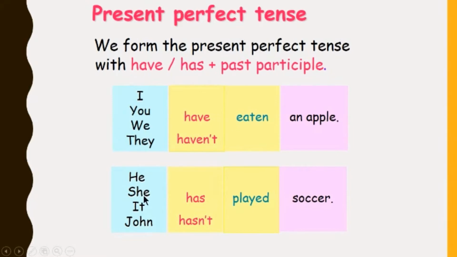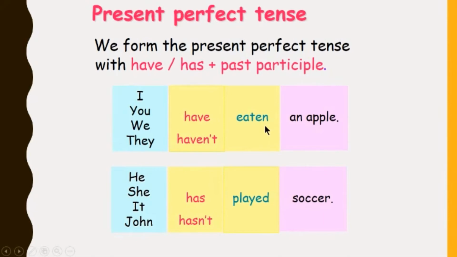For he, she, it, you have affirmative, has. Negative, hasn't. The full form, has not. And you have the past participle of the verb. So in English, you have regular and irregular verbs. Okay? So for regular verbs, you need just ed. But for irregular verbs, as you can see, it's different.